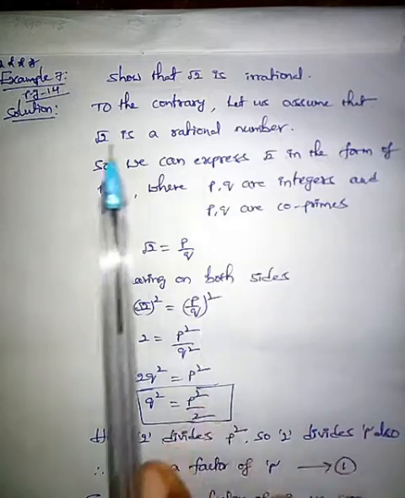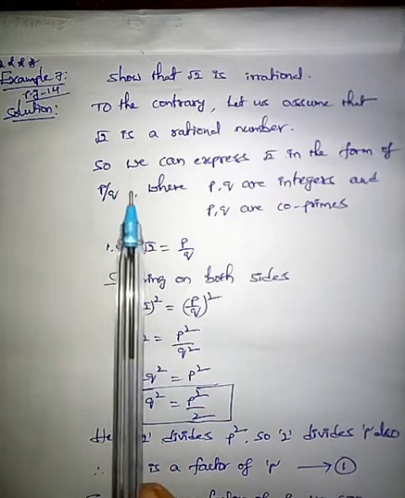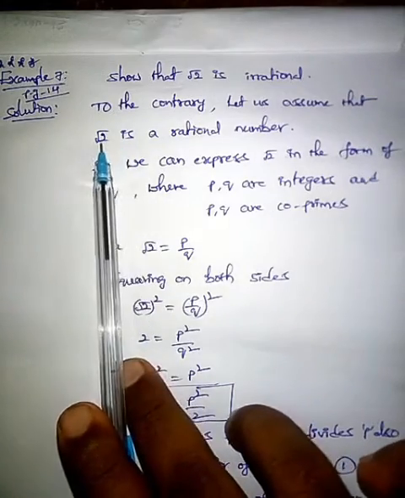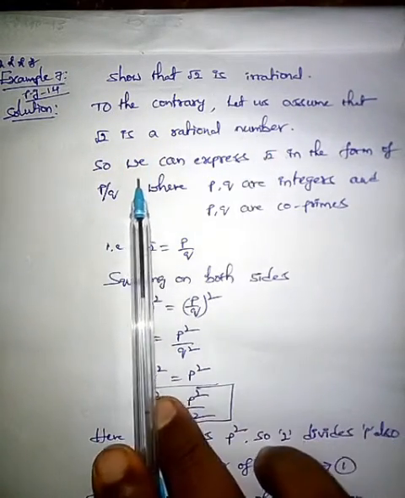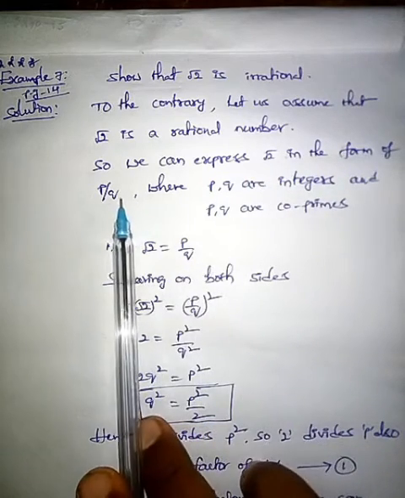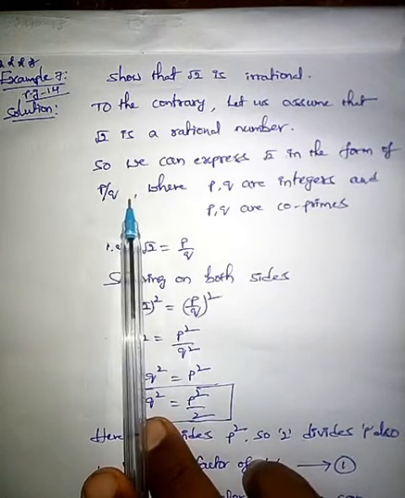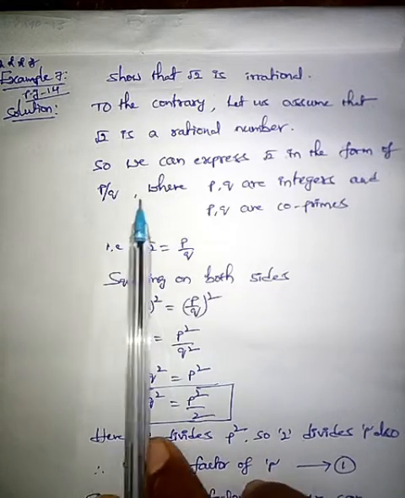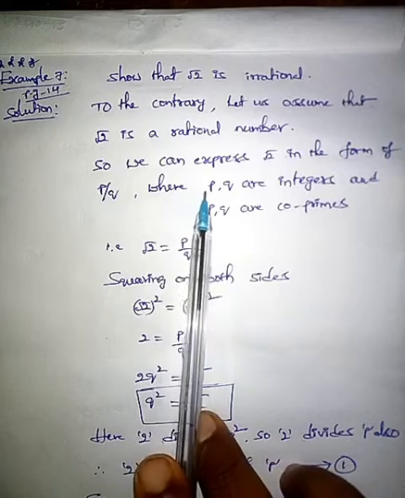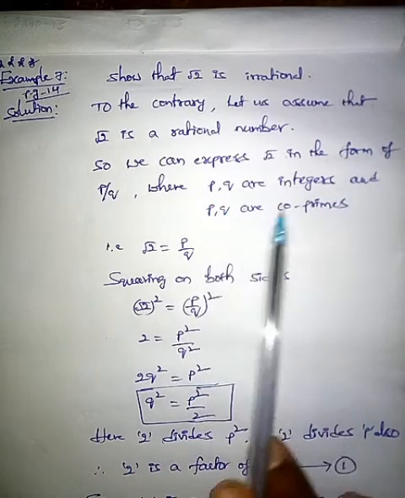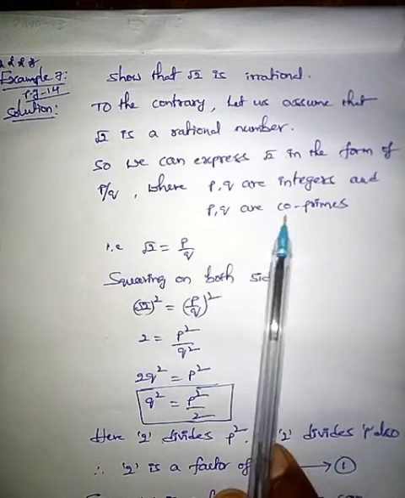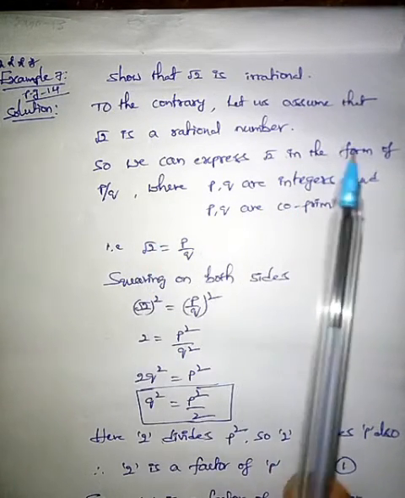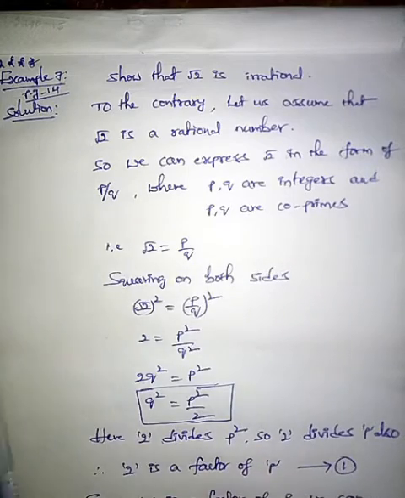So you know that every rational number can be expressed in the form of p by q in its simplest form. Here we assume root 2 is a rational number. That's why we can express root 2 in the form of p by q in its simplest form. Simplest form means there is no common factor other than 1. So I wrote the condition here, that is, where p and q are integers and p and q are co-primes. Co-prime means there is no common factor other than 1.